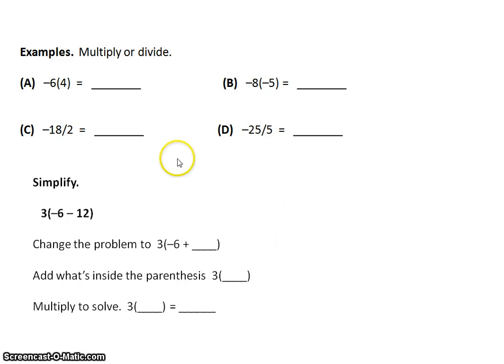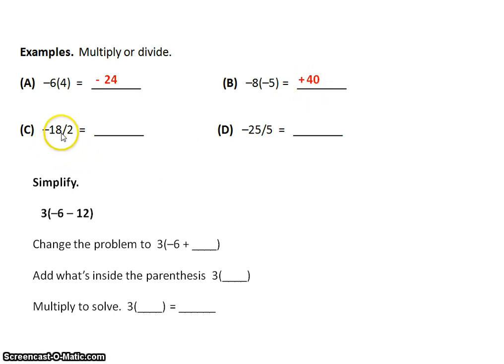Let's take a look at these examples. Letter A, negative 6 times 4. Let's first decide the sign of our product. Only one of the numbers is negative, so that means our answer, or our product, will be negative. Now we simply take 6 times 4 and we end up with 24. Our product is negative 24. In letter B, negative times negative. So they're both negative, so that means our product will be a positive. 8 times 5 is 40. So our answer, our product here, is positive 40.